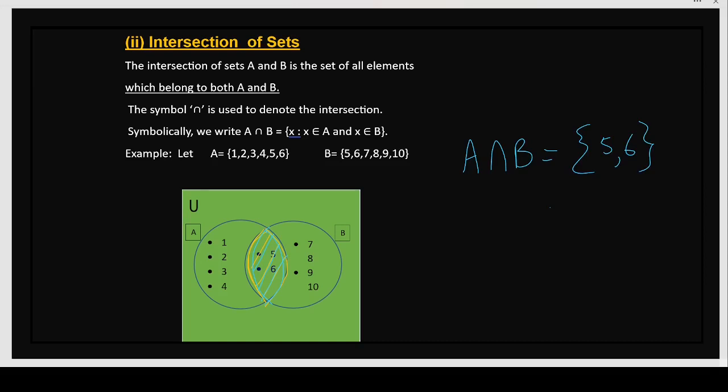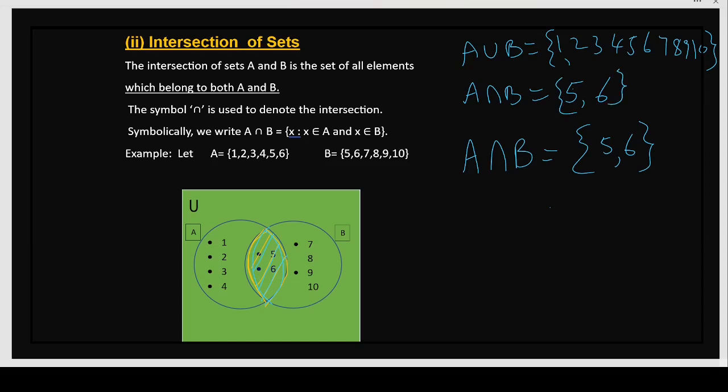So we understood what is a union, what is an intersection. What is A union B? This is 1, 2, 3, 4, 5, 6, removing the common elements, 7, 8, 9, 10. What is A intersection B? You have to take only the common elements, 5 and 6.